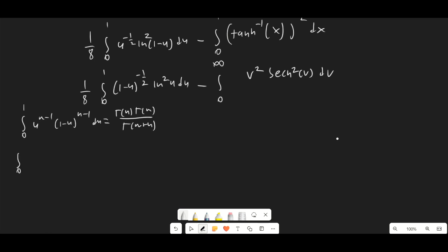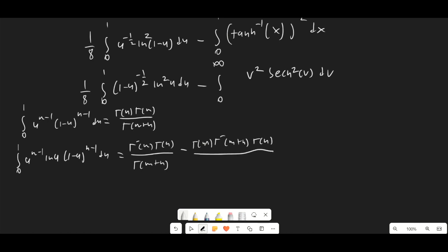So we're going to get the integral from 0 to 1 of u^(m-1) ln u times (1-u)^(n-1) du. Partial derivative with respect to m, so we get Γ'(m)Γ(n) over Γ(m+n), minus Γ(m)Γ'(m+n)Γ(n) over Γ²(m+n).